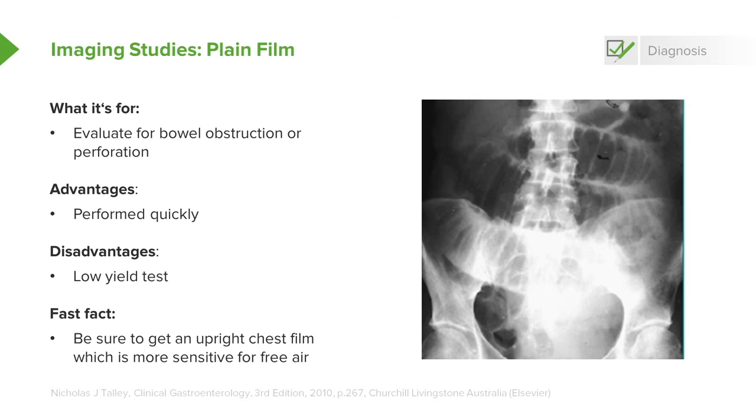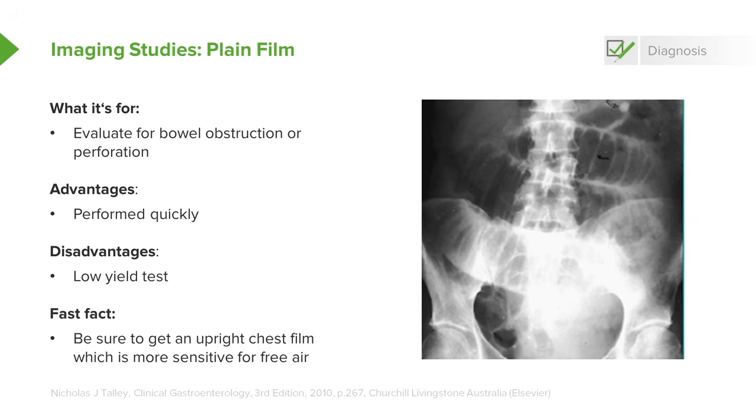So if you're worried that someone has perforation of their intestines, you actually want to go ahead and get an upright chest film. And the reason for that is that the free air that's in the abdomen will go up and you'll be able to see it more accurately under the diaphragms.